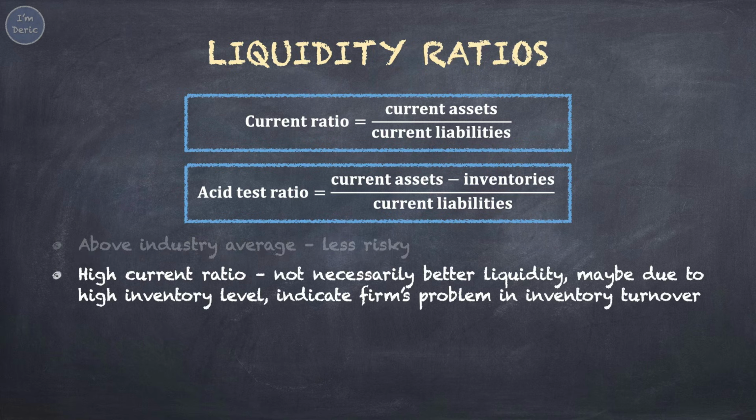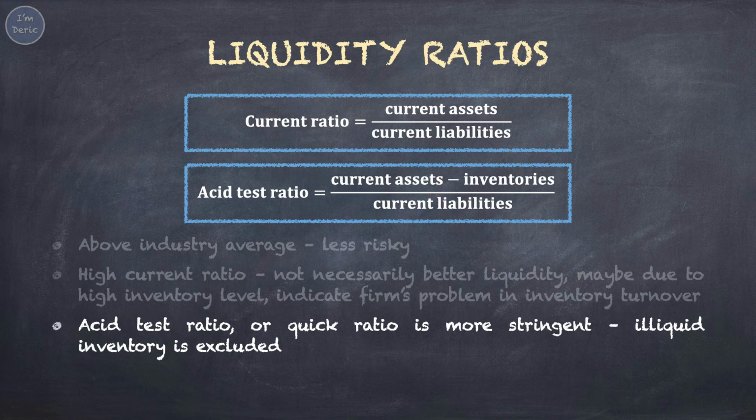However, sometimes high current ratio is not necessarily showing better liquidity. It could be due to high inventory level that causes current assets to increase, indicating a firm's problem in inventory turnover. That's why we have another formula for liquidity, the acid test ratio, or quick ratio, which is more stringent as the illiquid inventory is excluded from the current assets.